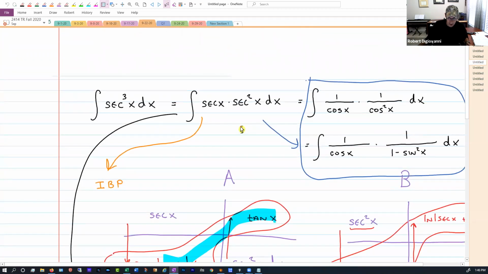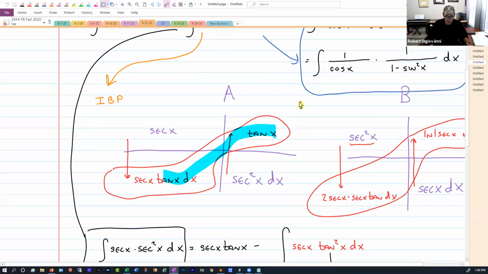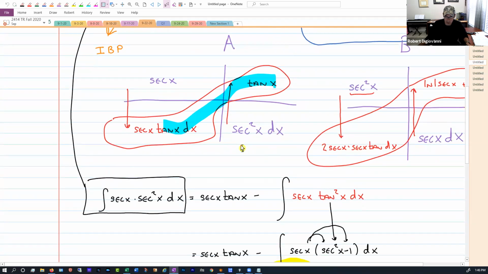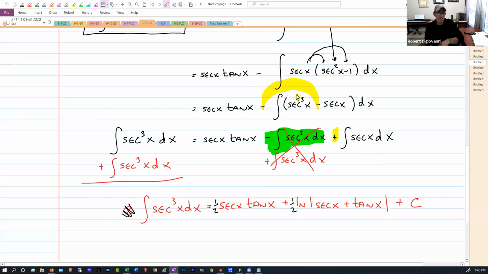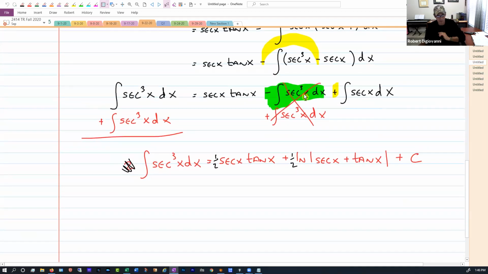Okay, so here's secant cubed, right? We tried a bunch of stuff, didn't work. We finally got the integration by parts right here. We did secant squared goes to tangent, and then we came down here, and then, oh, it appeared on the other side. We had to add it to the other side. Oh man, what a mess. But there it is. So I'm going to cheat and copy that.